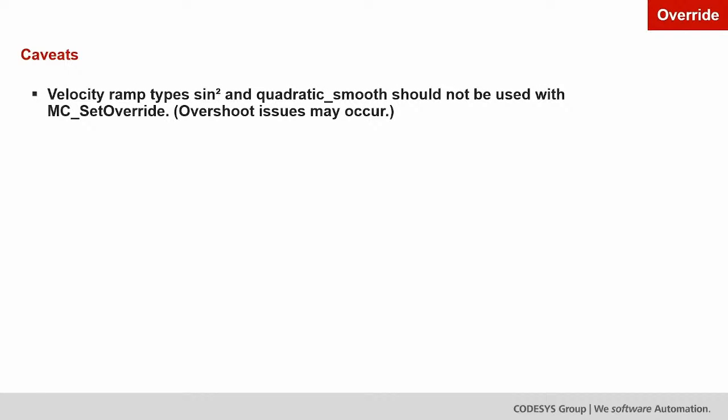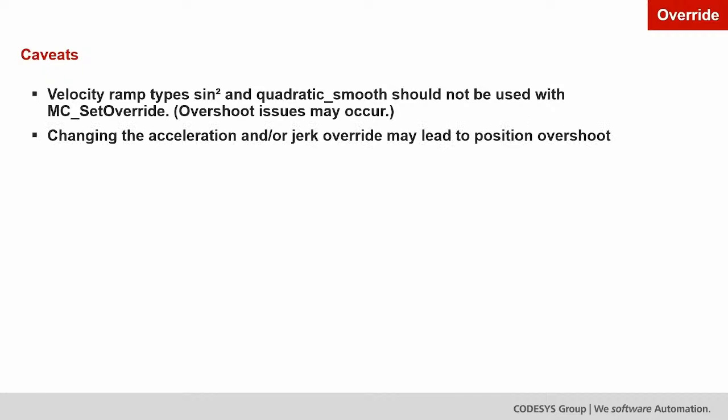There are a few important things to have in mind when using the override feature. We recommend not to use ramp type sine square and quadratic smooth. The reason is these ramp types do not behave well when movements are aborted by new movements. These are known issues that may cause an overshoot in the worst case. Overriding such a movement is similar to aborting. Similar effects can occur. We recommend to use ramp type quadratic when using override.